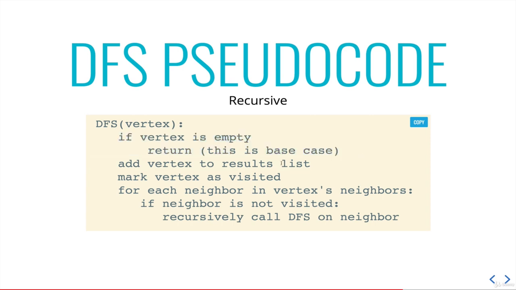Otherwise, we're going to have a list of results. So we're building this array to return at the very end. So we add the vertex to the results list, meaning we've visited it. So we would add A in. And then we mark vertex as visited. So what would we do to actually mark it as visited?